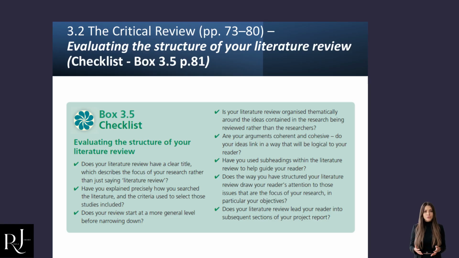Once you have drafted your review, use the checklist in box 3.5 to evaluate its structure. Ask yourself, does it have a clear descriptive title? Have I explained the search parameters and selection criteria? Does the review start general before narrowing down? Is it organized thematically around ideas rather than just listing researchers chronologically? Cohesion is key. Your arguments should link in a way that is logical to your reader. Use subheadings effectively to guide the reader through your thoughts, and ensure the structure draws attention to the issues most pertinent to your specific research objectives and subsequent project report sections.